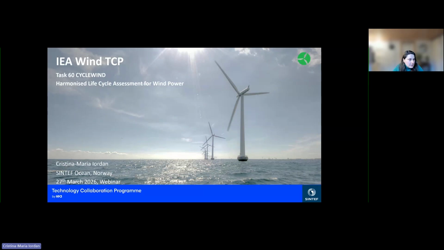My name is Cristina-Maria. I am a researcher at Sintef Ocean in Trondheim, Norway, and today I will briefly introduce IEA Wind TCP task number 60, CYCLEWIND, which I co-chair together with my colleague also present here, Matthias Stucki from Zurich University of Applied Sciences in Switzerland.